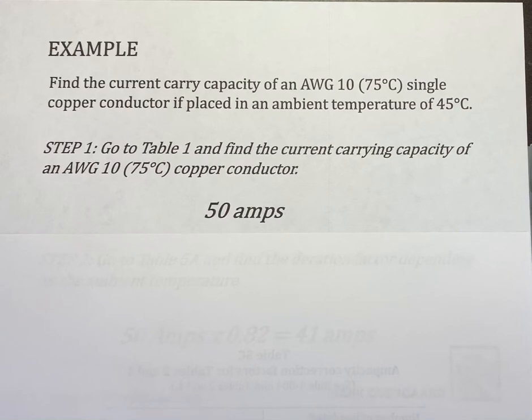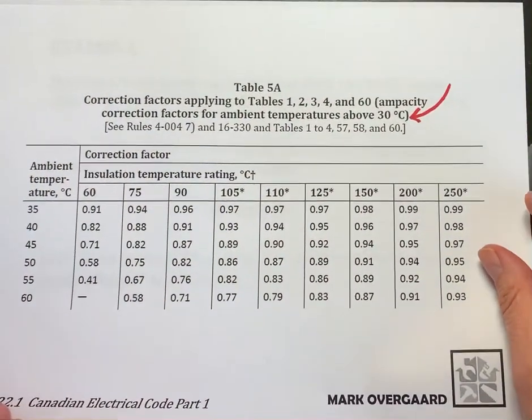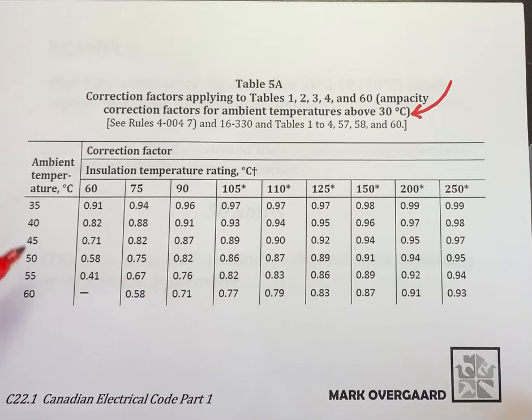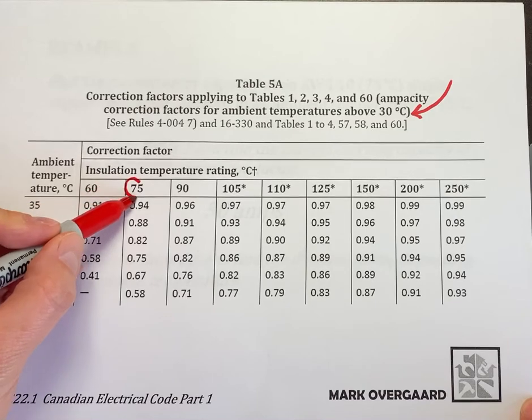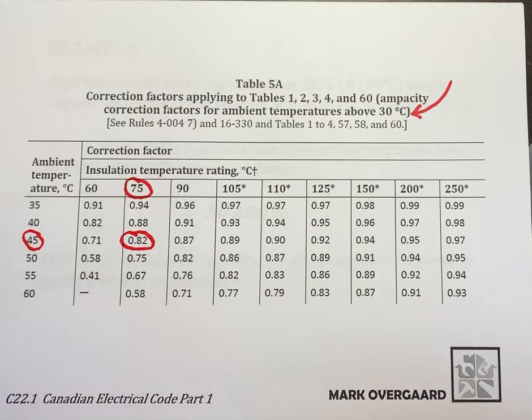Now the next thing we've got to do is go to Table 5A and find the derating factor. So we'll bring Table 5A back in. And we say, okay, the ambient temperature in this question was 45. The sheathing rating was 75, and we get a number of 0.82. And that's what we refer to as the correction factor, or the derating factor. Basically, what we could normally handle was 50 amps, and this is telling us we have to derate it, or we can only now handle 82% of the original current carrying capacity.